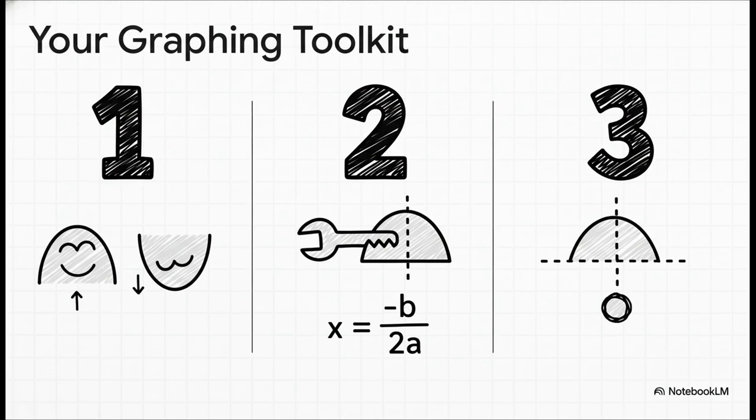So let's just recap our toolkit step by step. First, you look at a to see if that parabola is going to open up or down. Second, use x equals negative b over 2a to find the dead center line. You know this line is your axis of symmetry. And finally, you know that the most important point, the vertex, is somewhere on that line. You basically have the entire core structure of your graph before you've even plotted a single point.